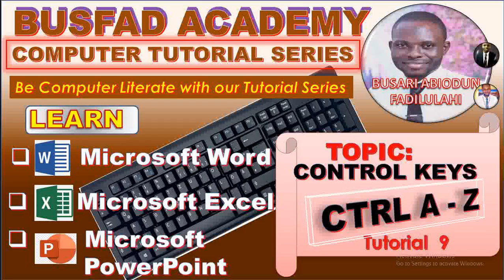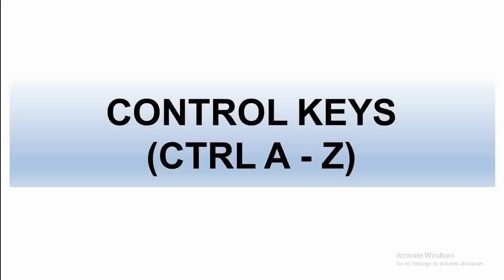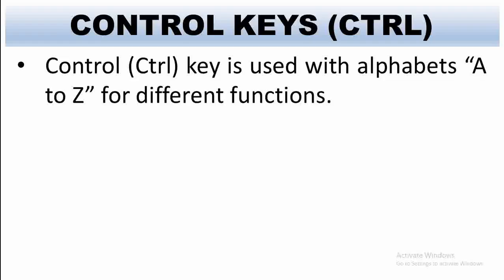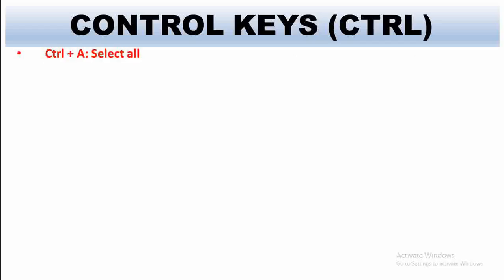So in my next video, in our series, this is tutorial number 9. In this tutorial, I will be discussing the control keys, that is Ctrl A down to Ctrl Z. So the control keys. The Control key is used with alphabets A to Z for different functions. So we are going to start from the first one, which is Ctrl A.